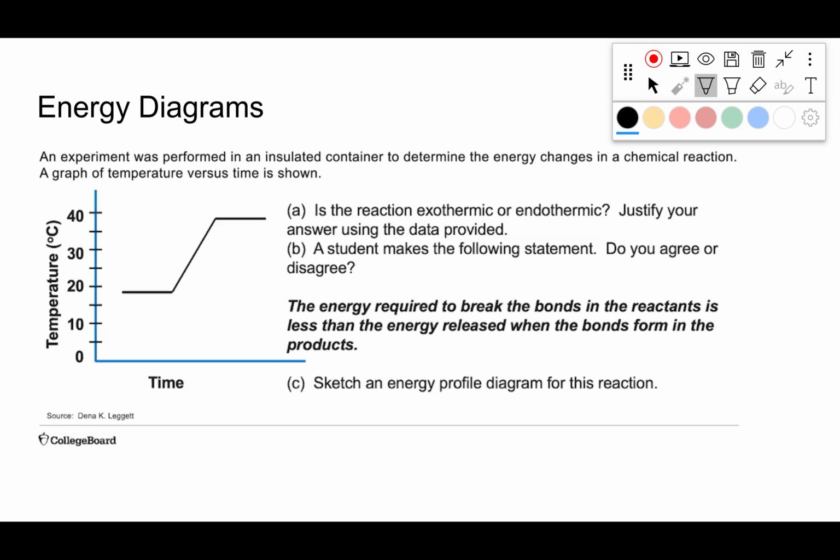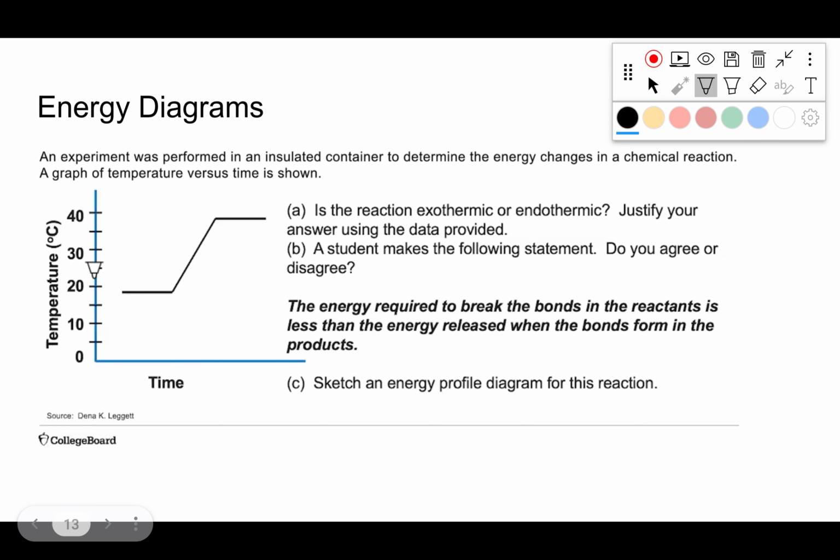And then another example. This is not an energy diagram graph. You need to be sure that you look at a graph at its X and Y axes to decide what you're even interpreting before you start. An experiment was performed in an insulated container to determine the energy changes in a chemical reaction. A graph of temperature versus time is shown. Is this reaction exothermic or endothermic? Justify your answer using the data provided. So we need to look at it and think about what is happening, because we've got to make a claim and we've got to justify it.